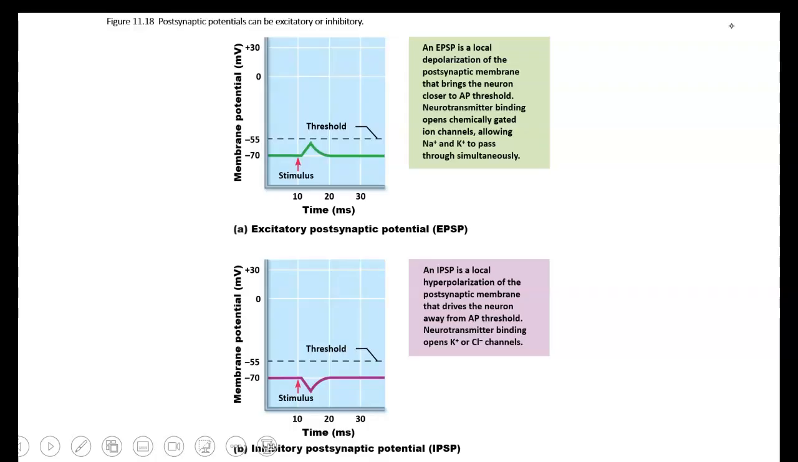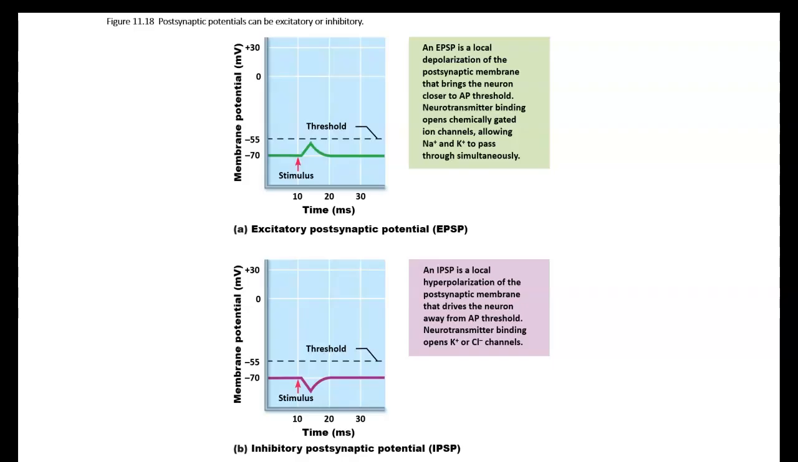All right, here we have excitatory postsynaptic potential, or EPSP. Here you have a local depolarization of that postsynaptic membrane that's going to bring the neuron closer to action potential thresholds. So that neurotransmitter binding opens the chemically gated ion channels and allows things like sodium and potassium to pass through simultaneously. So it comes through at the same time.